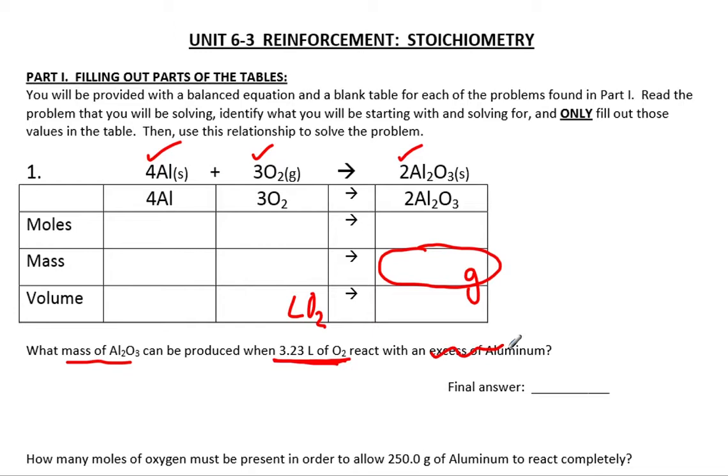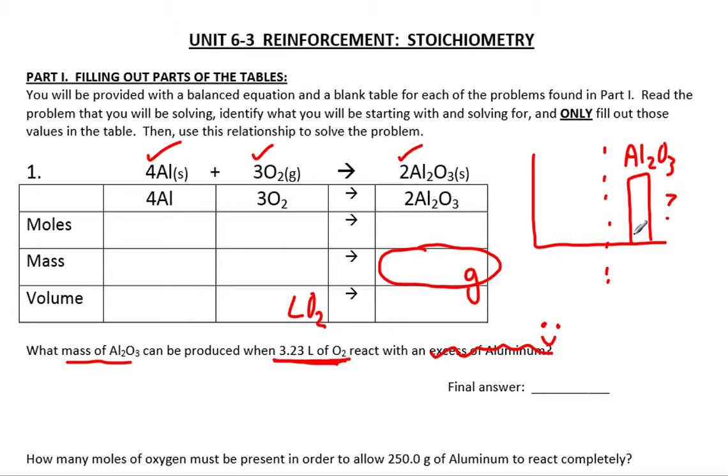Just completely ignore anything that says excess. That's a good thing. You've got plenty of it. Don't worry about it. But what you do need to know is when you're thinking about making product, how high does your Al2O3 bar go? How high does it get? How much can you make if you start with 3.23 liters of oxygen and you use it all up, when this hits 0, when there's no more oxygen left, how high does this go? So that's the problem we're trying to solve here.